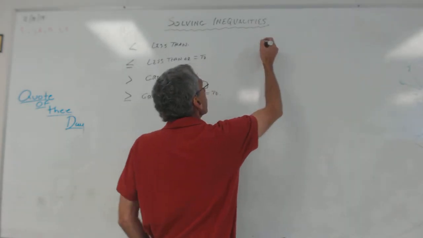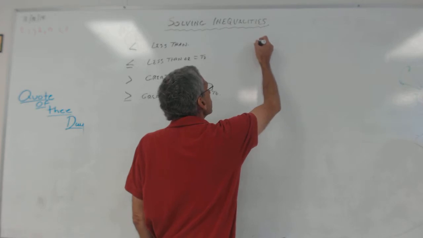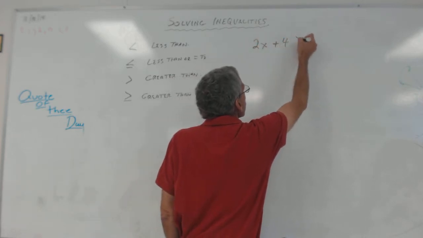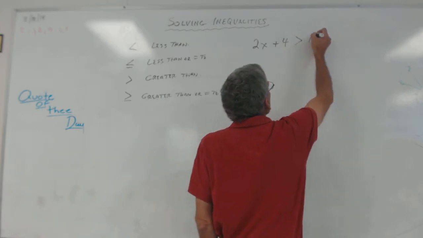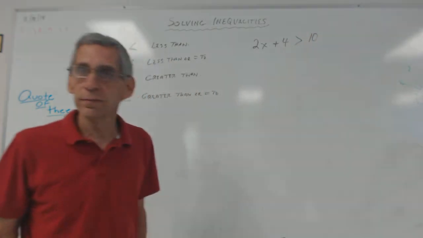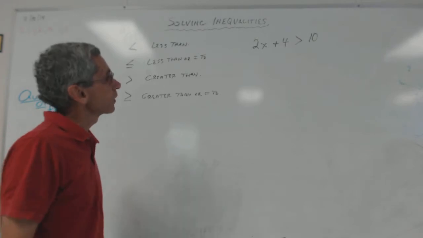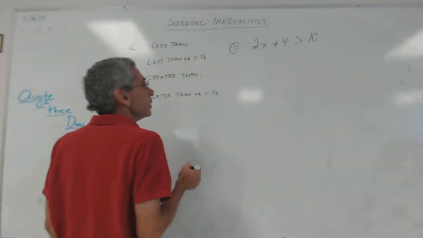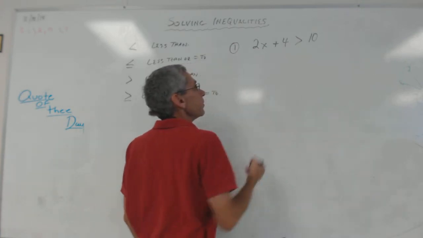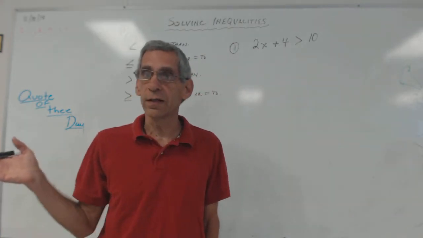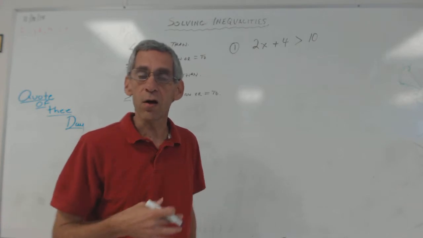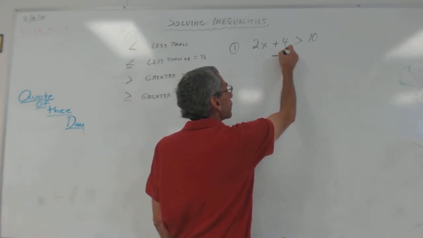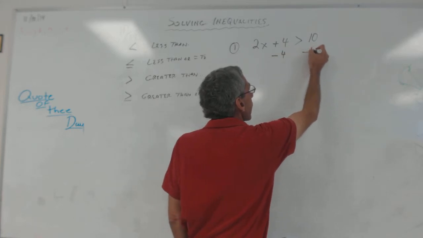All right. So let's try one. Let's just say 2x plus 4 is greater than 10. Okay? So write that down in your notes. This is our first example. And I'm going to just do the same thing. I want to get my x's isolated, all on one side, all by themselves. So I'm going to get rid of the 4. So I'm going to subtract 4, and I'm going to subtract 4.